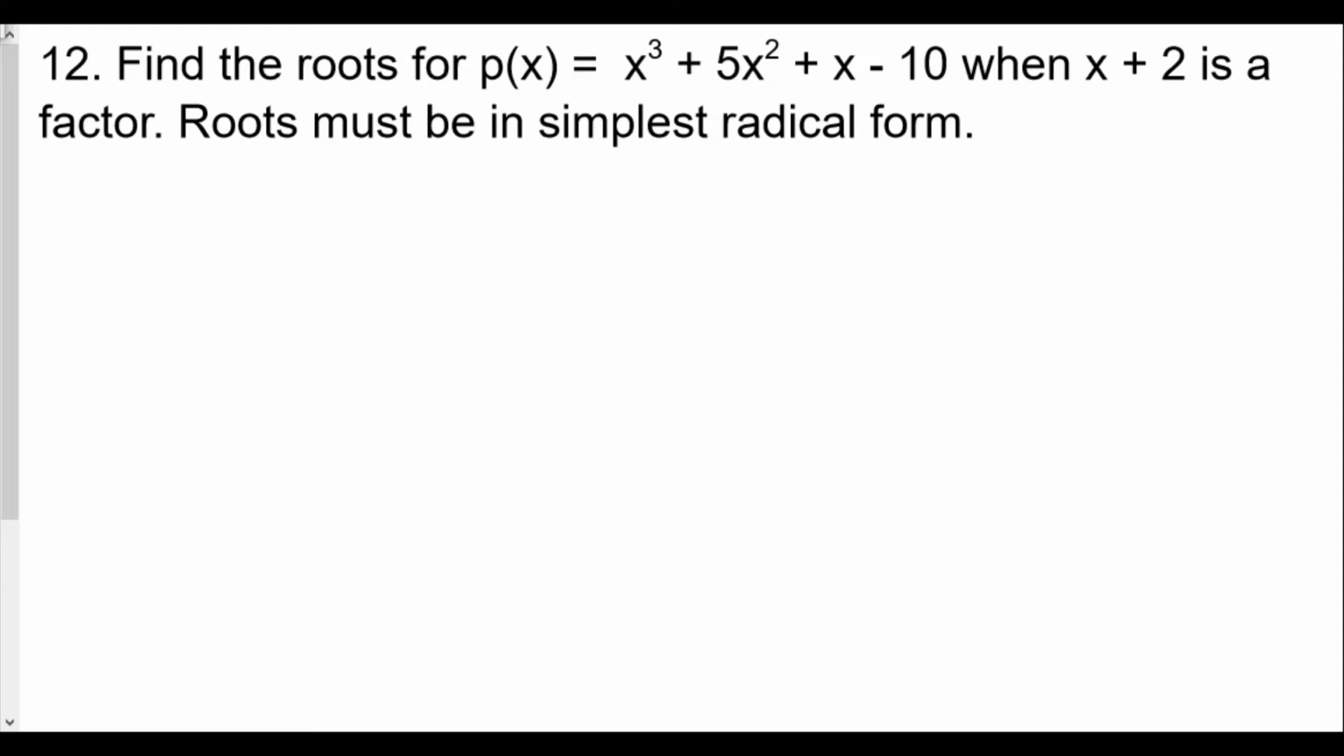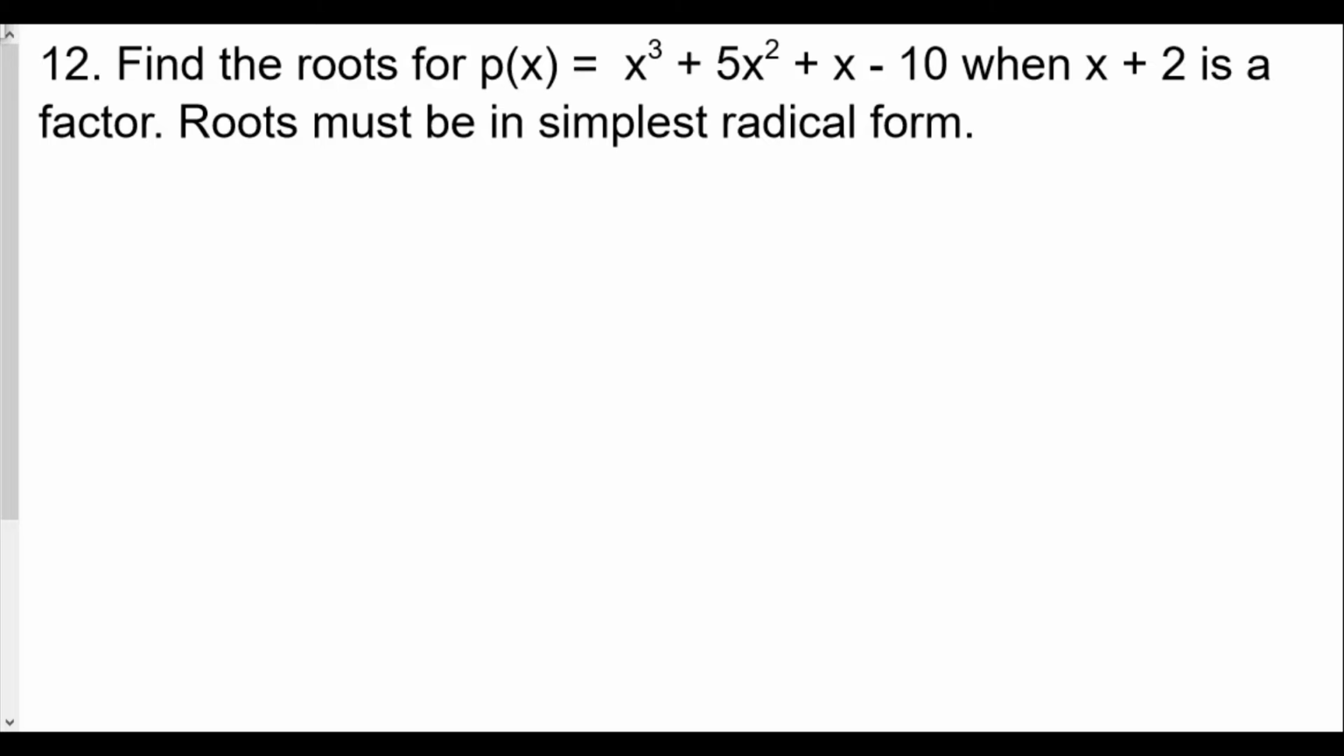So number 12, find the roots of p of x is equal to x cubed plus 5x squared plus x minus 10 when x plus 2 is a factor. Your roots must be in simplest radical form. When we want to find the roots, we find the values of x that make the equation equal 0. We could use long division, but we learned something called synthetic division.